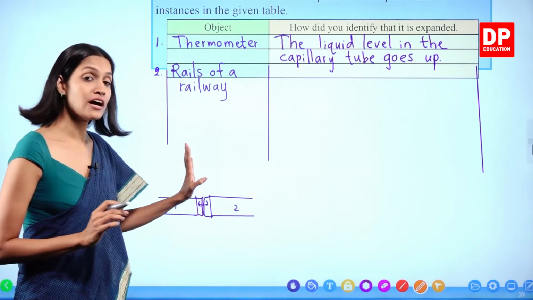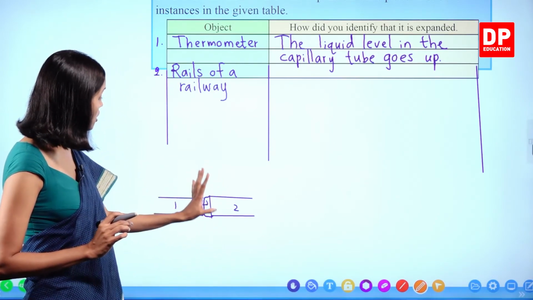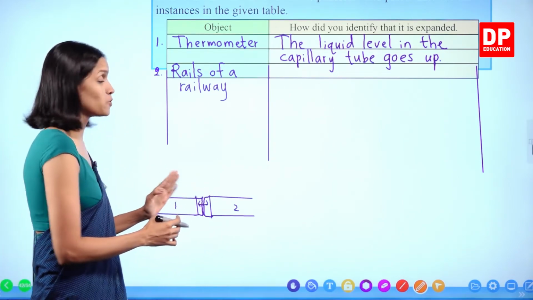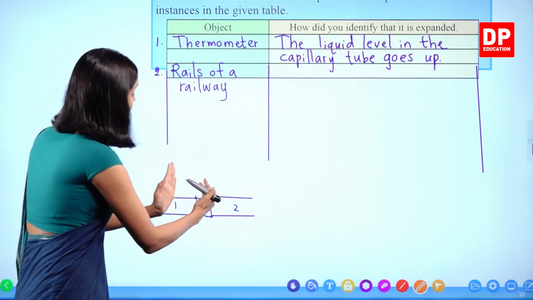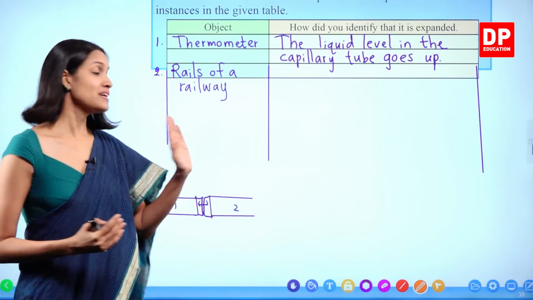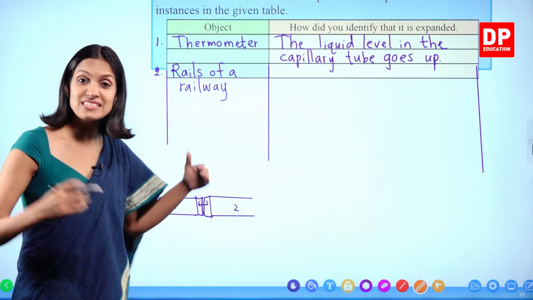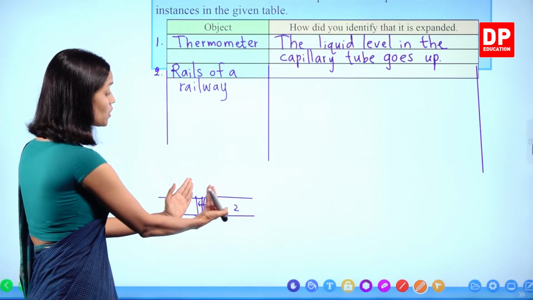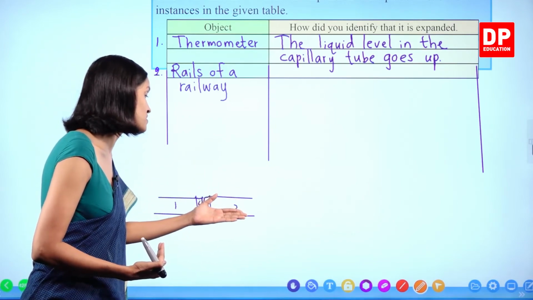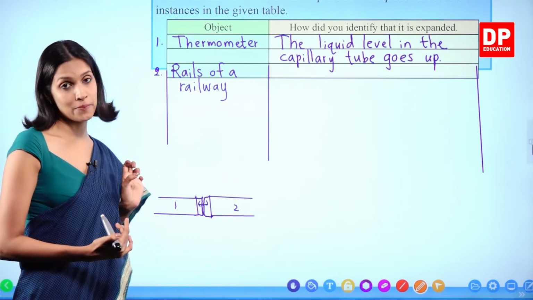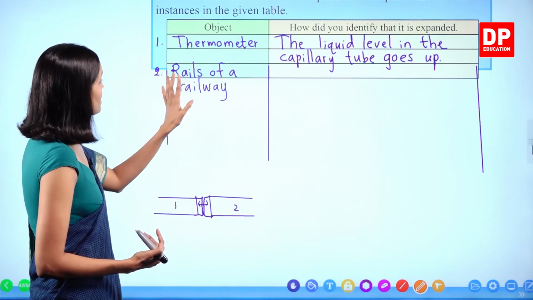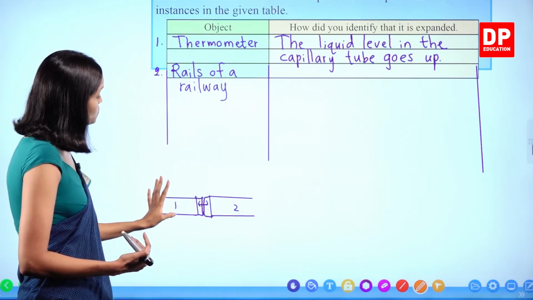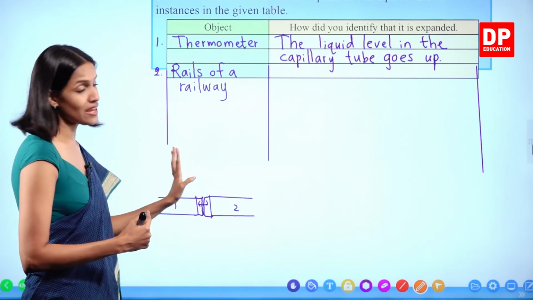So we can identify whether they have expanded or not by looking at the gap. If the gap is big, which means the expansion is less, so expansion has not taken place. But if the gap is closed, we know that these two rails are expanded. Their lengths have increased. Okay, children, when the lengths increase, the gap closes. To facilitate this expansion of these rails, we have to leave this little gap. So, rails of a railway, how did you identify that it is expanded? The gap between the two rails closes up when they expand, right?